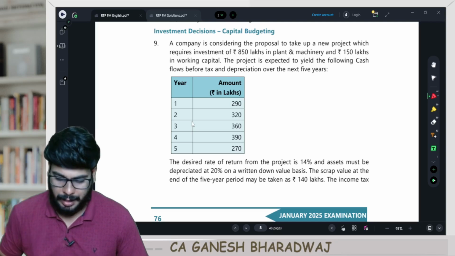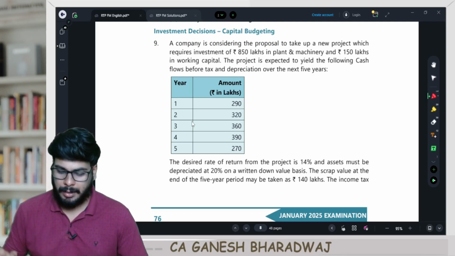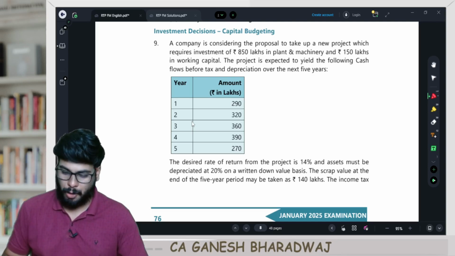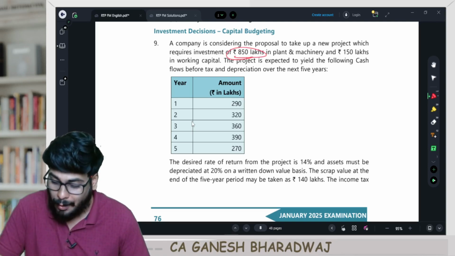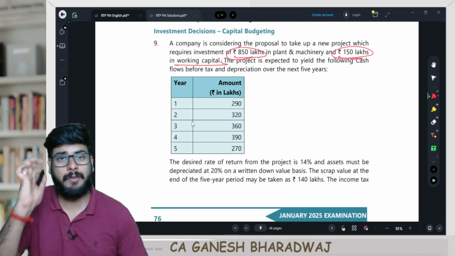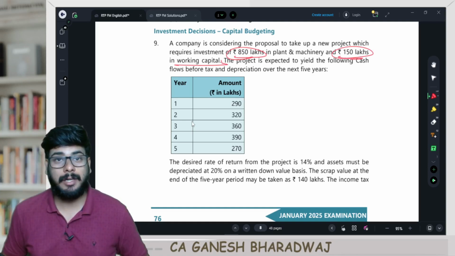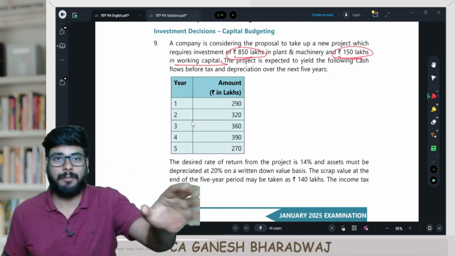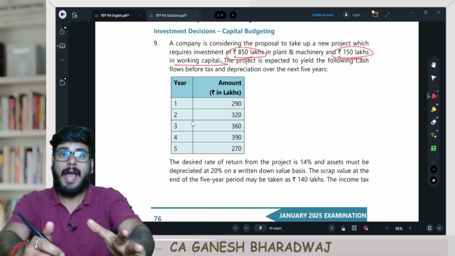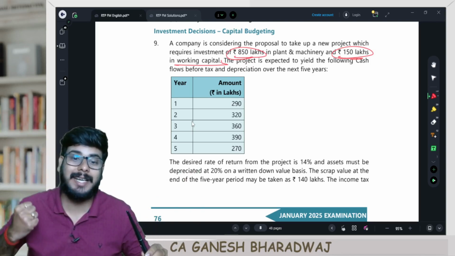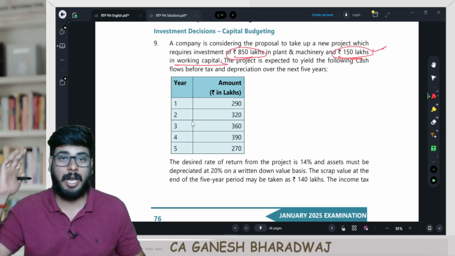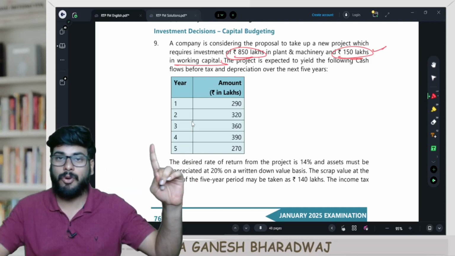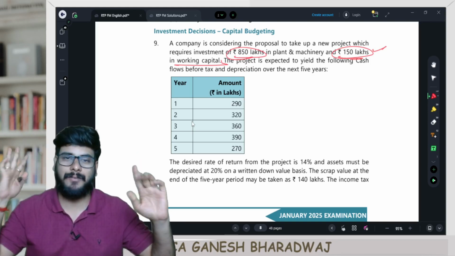Now, let me just quickly read the question for you. A company is considering the proposal to take up a new project which requires an investment of rupees 850 lakhs in plant and machinery and 150 lakhs in working capital. Very, very important. Now, working capital will be an initial outflow because you need to bring that money. And at the end of the project, it gets released. It becomes an inflow at the end of the project. Are you clear with this? Initially, it's an outflow, and at the end of the project, it's going to be an inflow. Are you clear with this?